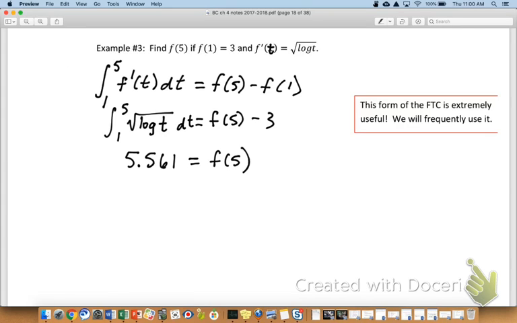Yeah? Okay. Good deal. So, like I said, this is a situation where FTC, this form of the FTC, the full form here, can be very handy, and clearly the calculator's capability with Math 9 is also a very handy skill to have here.